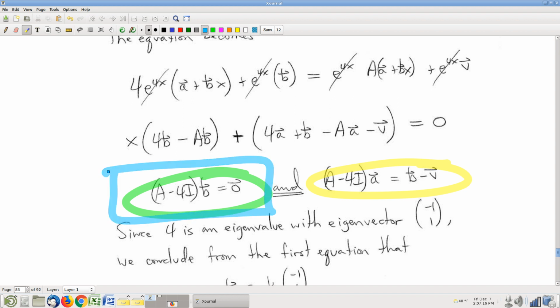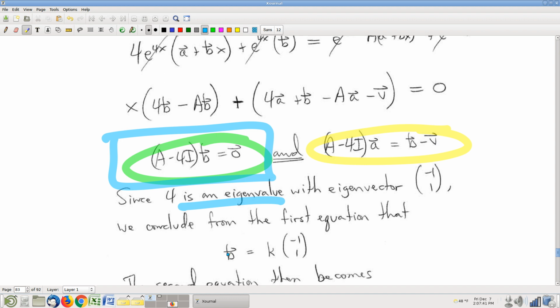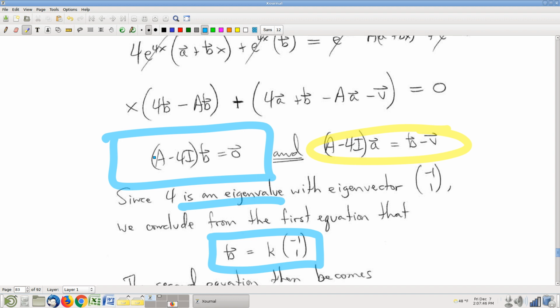It's good news here that 4 is an eigenvalue. What that means is that there isn't just one solution B. There's free variables in this equation. This is a singular matrix. There's no existence problem. The right-hand side's 0. We know a solution exists. So, good news. We have a free variable. There's infinitely many solutions, and this B can be anything times that eigenvector -1, 1. Okay, so that's the good news side of this story.